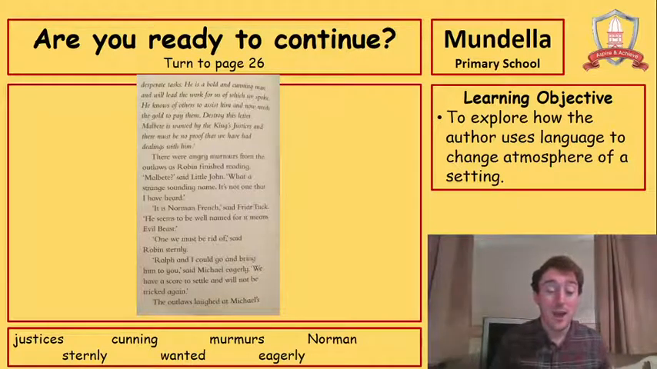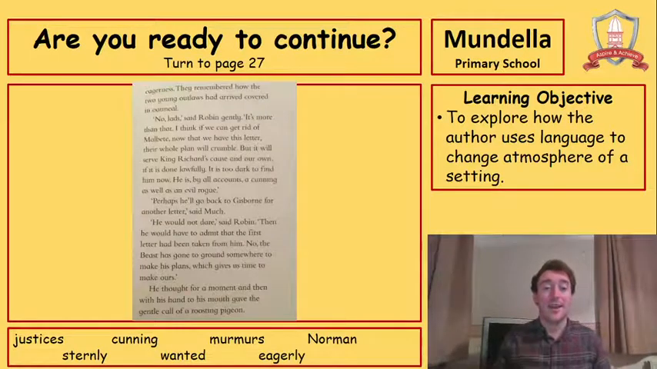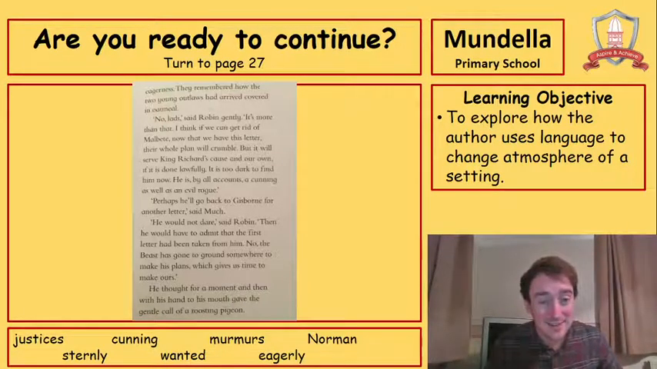Ralph and I could go and bring him to you, said Michael eagerly. We have a score to settle, and will not be tricked again. The outlaws laughed at Michael's eagerness. They remembered how the two young outlaws had arrived covered in oatmeal. No, lads, said Robin gently.